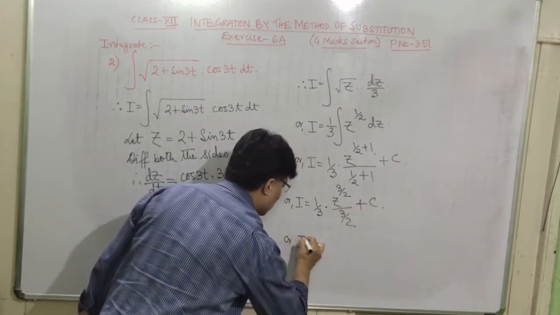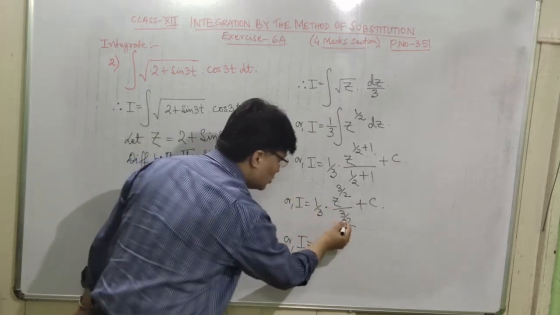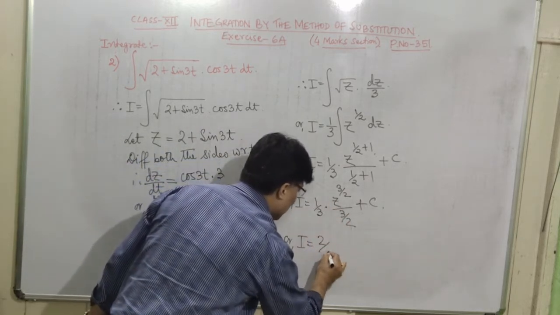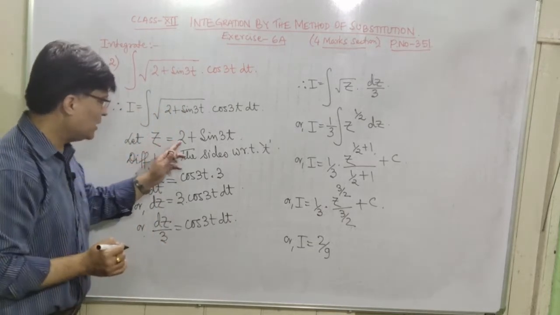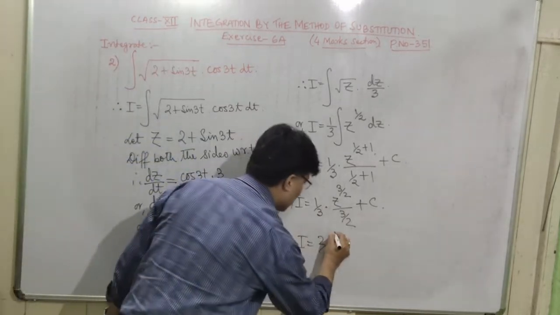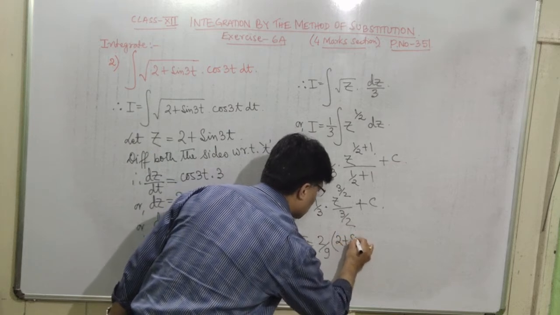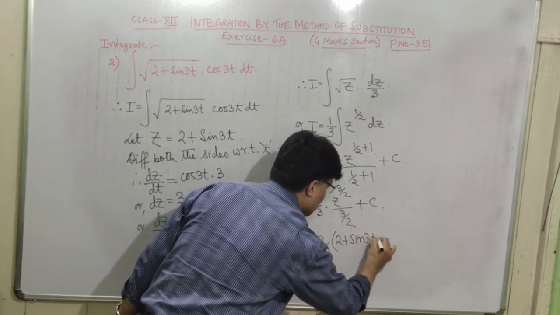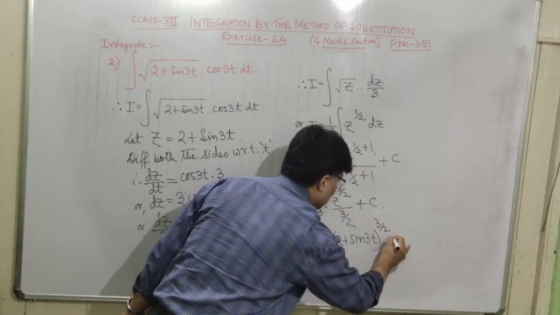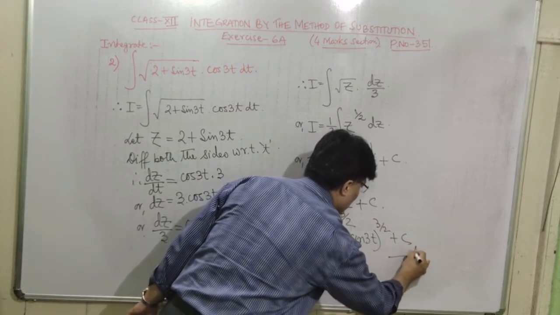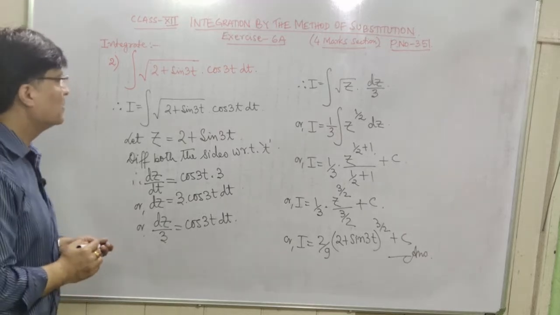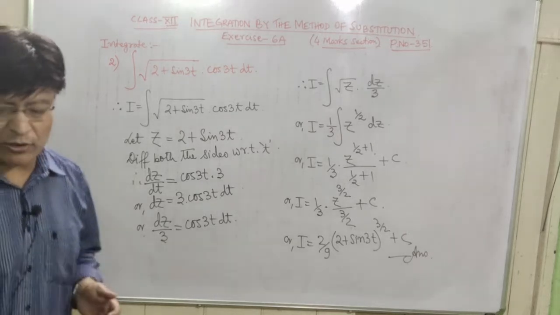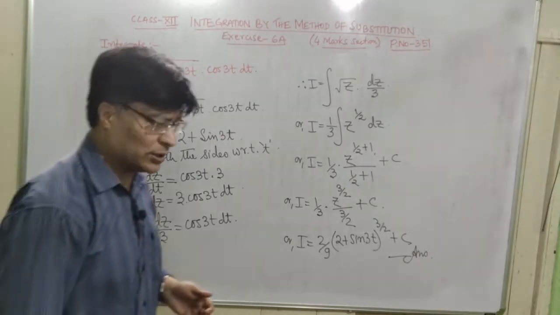Now or I is equal to, now we can simplify it. 2 goes up in the numerator, 2 by 9. Now we can put the value for z. What is z actually? It is 2 plus sine 3t. So you can write here 2 plus sine 3t whole to the power 3 by 2 plus c. So this is the final answer. So I think I've understood it. So you can copy it. Now we'll do the next question.